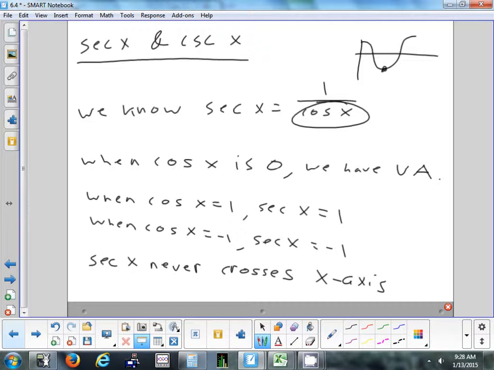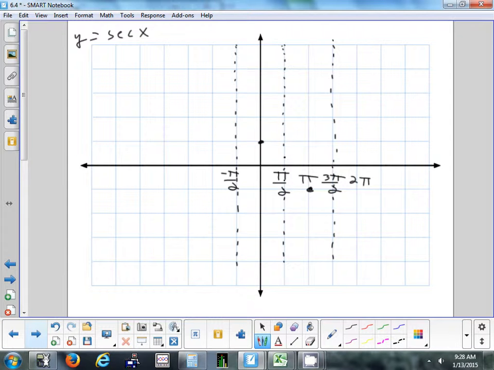So you'll never have a bigger number in the denominator than you do in the numerator. It's not possible. So you'll never get a number like 0.5, like if cosine hit 2. It doesn't hit 2. It only hits 1. Okay? So there's going to be kind of this gap in the middle where nothing gets hit.